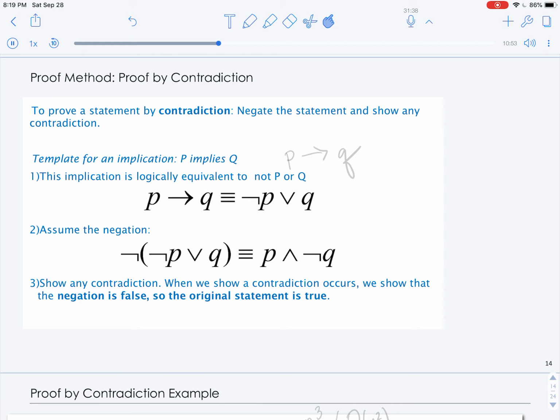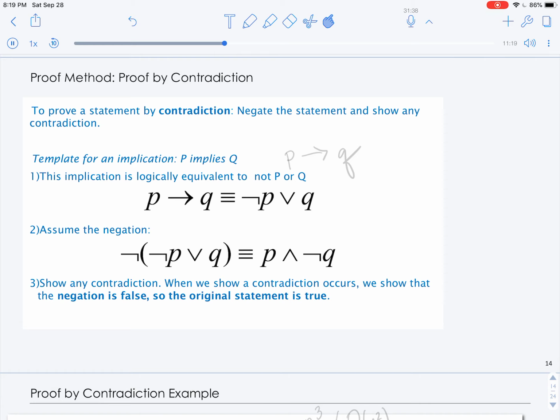To prove a statement by contradiction, we negate the statement and show any contradiction. The reason this works is that either a statement must be true or its negation is true. When we show that the negation of a statement leads to a contradiction, that means that the negation is false, and therefore the original statement must be true.